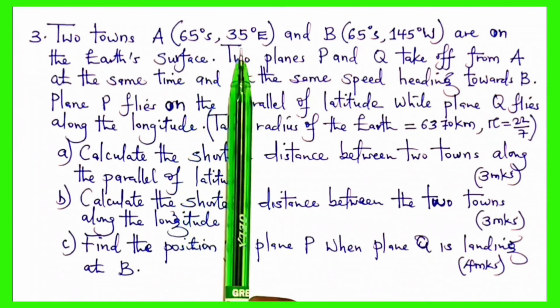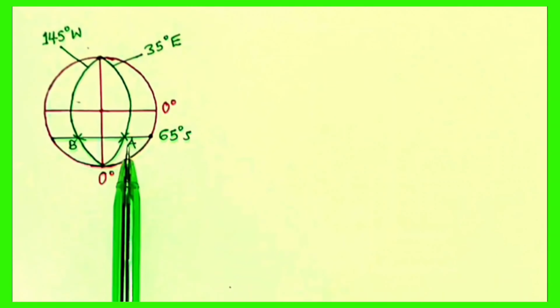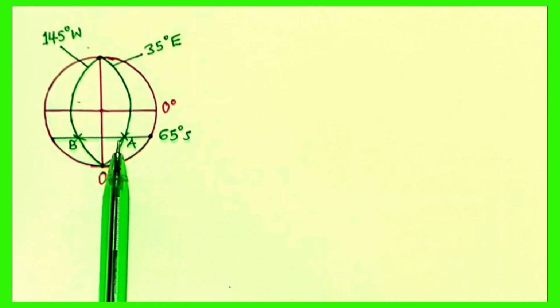So the two planes are to take off from point A towards point B, but plane P will fly along a parallel of latitude or along a small circle, so it will fly in this direction, and plane Q will fly along a longitude. That means it will fly towards the South Pole and then to airport B. In the first question you are told to calculate the shortest distance between the two towns along a parallel of latitude, and that means we need to find the distance here along a small circle.